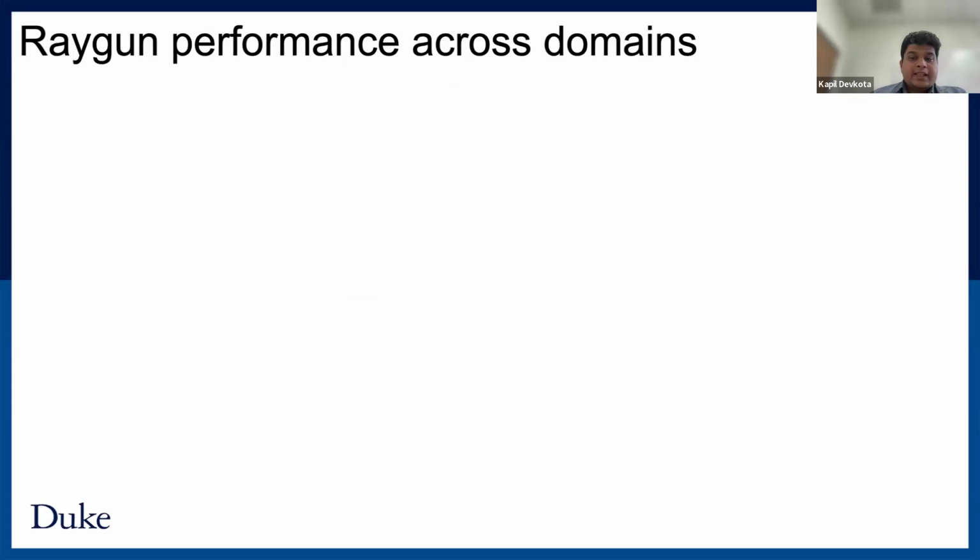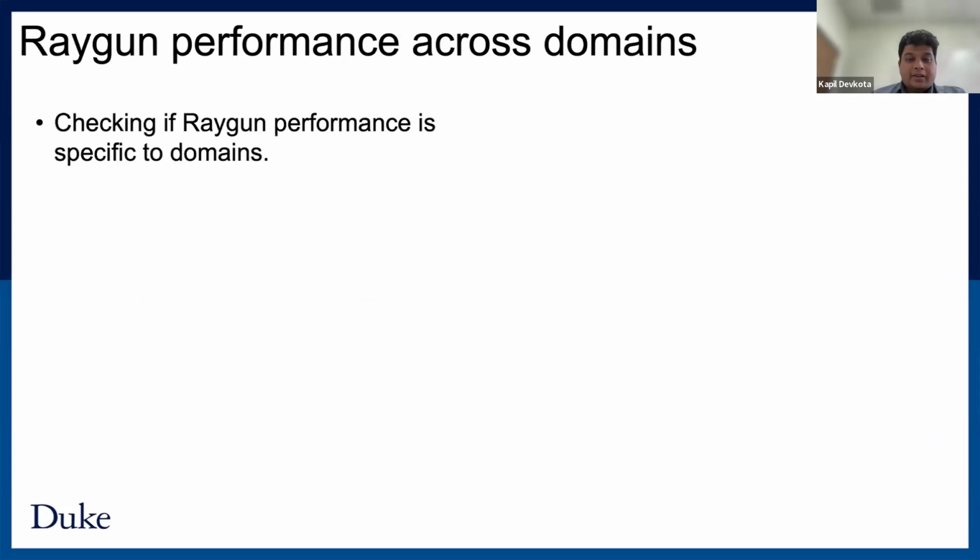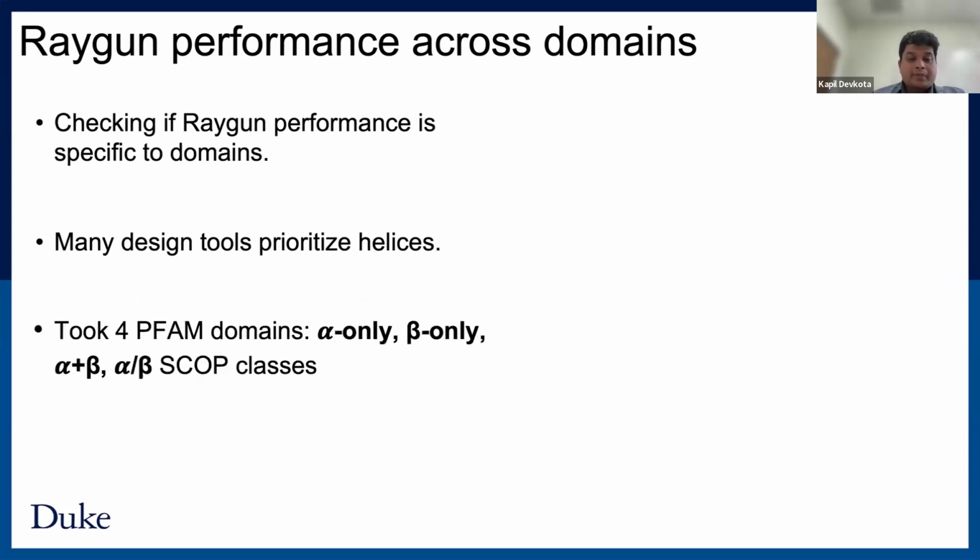We also wanted to see if there is a bias in Raygun, i.e., many designs are known to prioritize helices, and we wanted to see if Raygun also has that kind of bias. So what we did was we took 4 PFAM domains: alpha only, beta only, alpha plus beta, and alpha by beta, corresponding to these SCOPe classes.